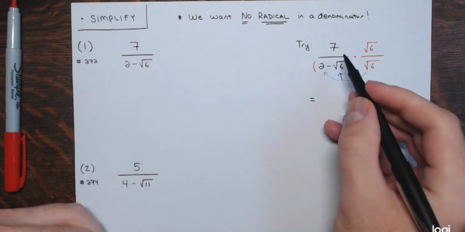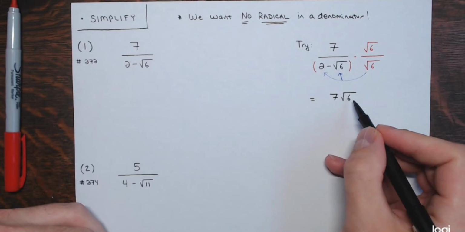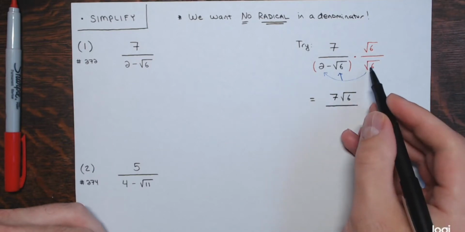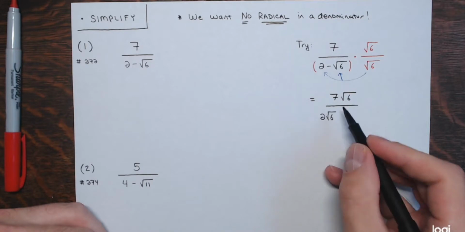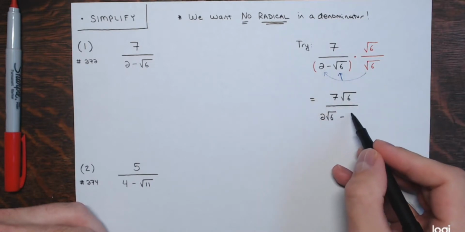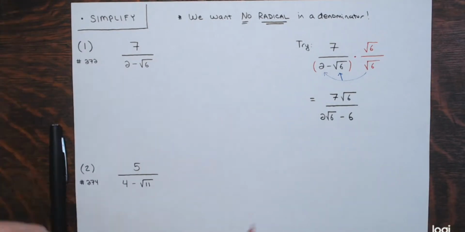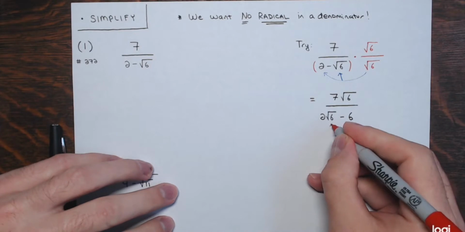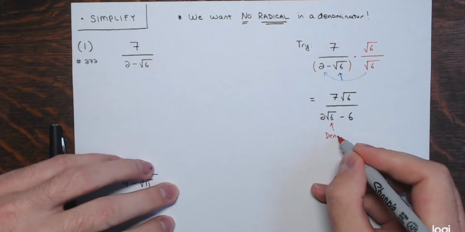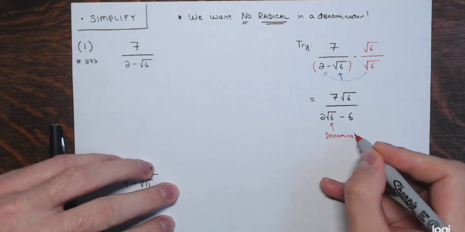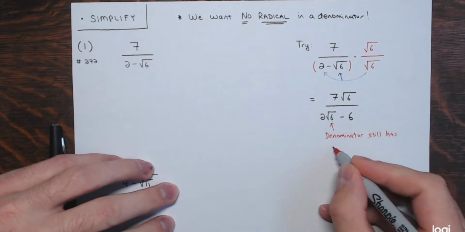So I would end up with 7 times the square root of 6 in the numerator, and then in the denominator I'd have 2 times the square root of 6 minus the square root of 36, or just minus 6. But do you see how there's still a radical in the denominator? The denominator still has a radical.